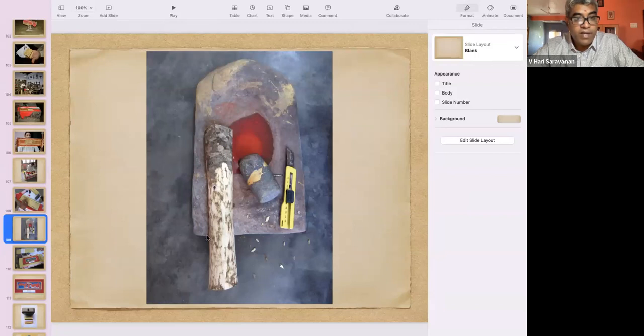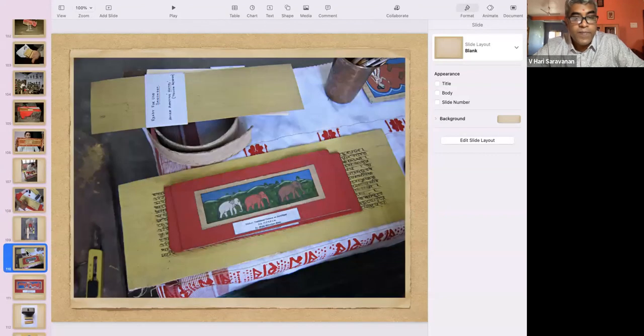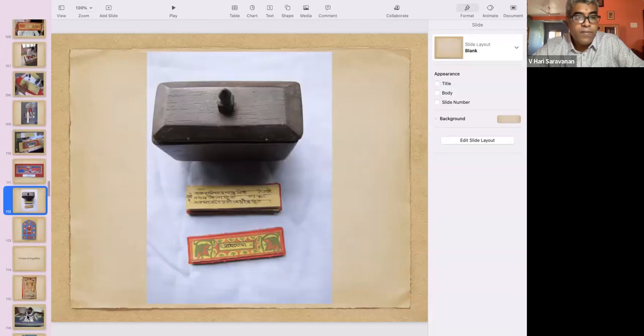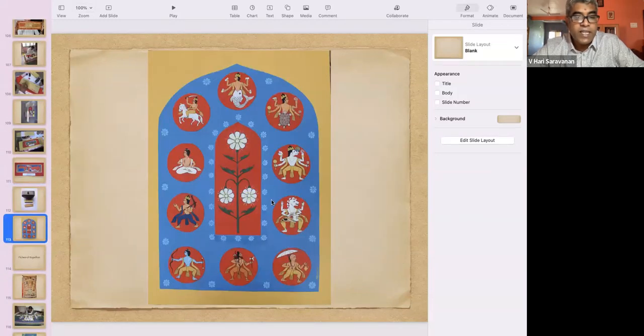Here is an image which shows you the inner bark of the Sanchi tree, from which it gets its name. And this is one of the recent creations by an artist, Mrindu Mocham Bora. Of course, it is done on the Sanchi bark, but the themes are the same. And they are preserved in wooden boxes like this one. And one of the recent creations by the artist on paper is the Dasavatara.